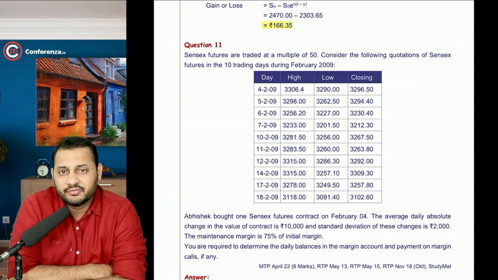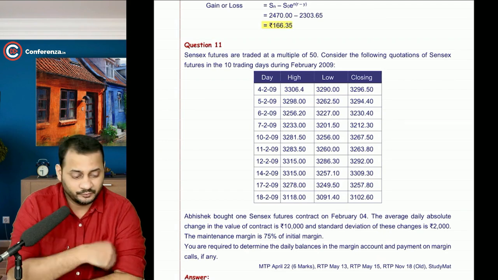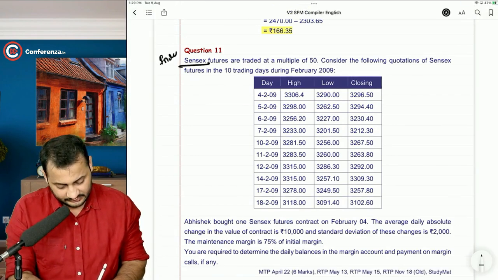Let's read the question and then we'll shift to the discussion part. Sensex futures. The first word itself is the Sensex. That means we are talking about index futures. The asset under this futures contract is index. Okay, it's not the stock or the commodity or the currency. It's index. Sensex futures are traded at a multiple of 50. 50 is nothing but a lot size. In one contract, you have to buy or sell a minimum of 50 Sensex futures. Okay, so let's start noting down. This is index, this is lot size.